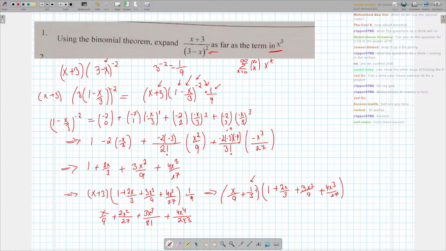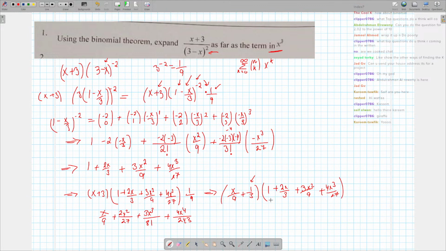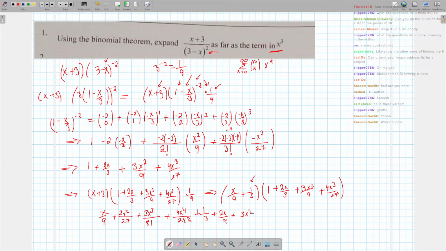Now we distribute the 1 over 3. 1 over 3 times 1 is plus 1 over 3. 1 over 3 times 2x over 3 is 2x over 9. 1 over 3 times 3x squared over 9 is 3x squared over 27. 1 over 3 times 4x cubed over 27 is going to be 4x cubed over 81.